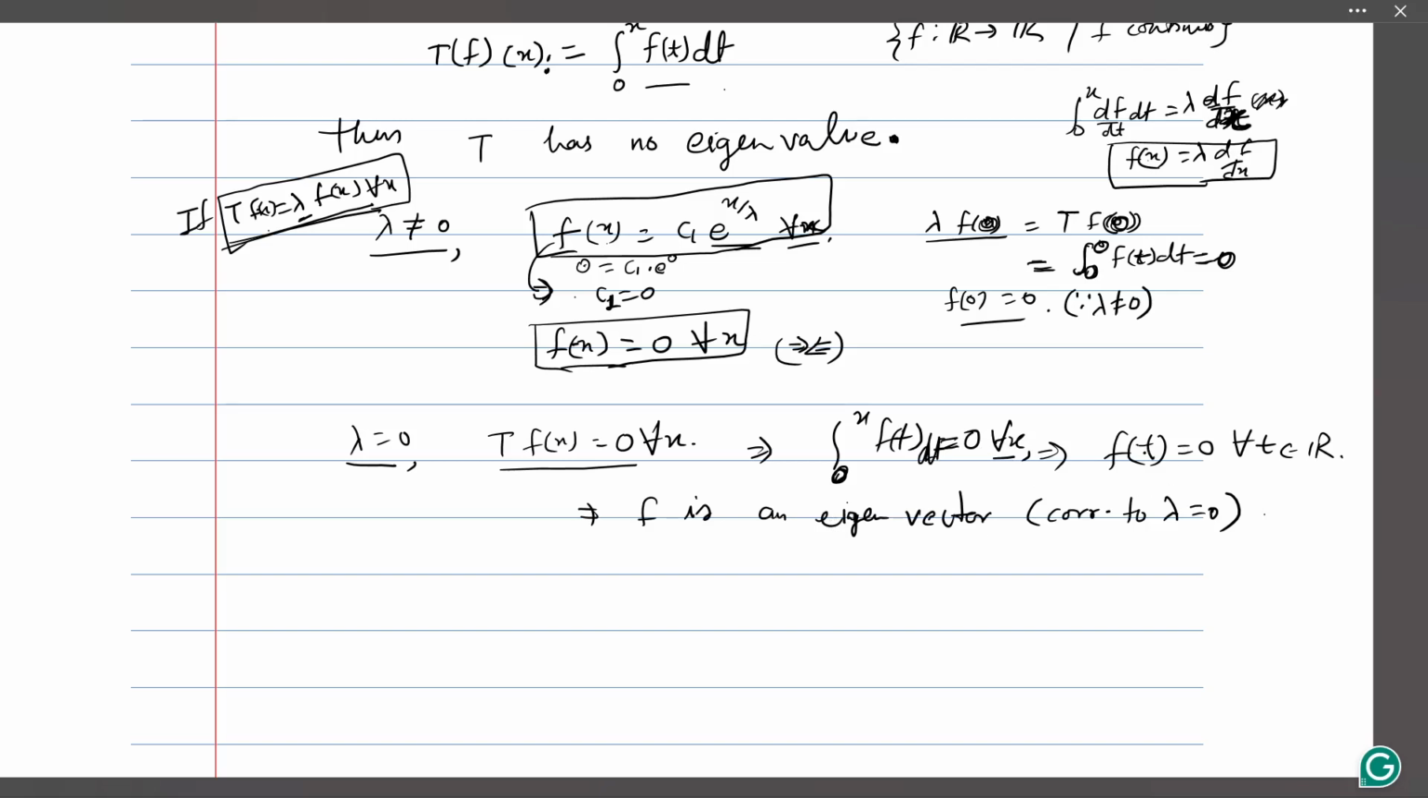So this implies ft itself is 0 for every t in R. Okay. So f is not an eigenvector. Sorry, not, because ft is itself 0. F is 0. Okay.